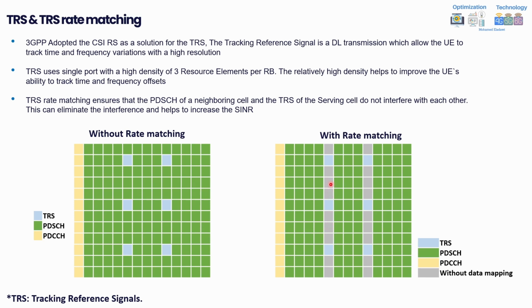No transmission here, and why is it used? Just to avoid, for example, the interference caused by neighbor cells. Assuming you have neighbor cells using different locations of the TRS, there would be interference from the TRS, for example, to PDSCH. So this is just used to avoid the interference caused by neighbor cells, so the serving and neighbor cells don't interfere with each other. This can eliminate the interference and help to improve the SNR. So this is one of the functions as well.